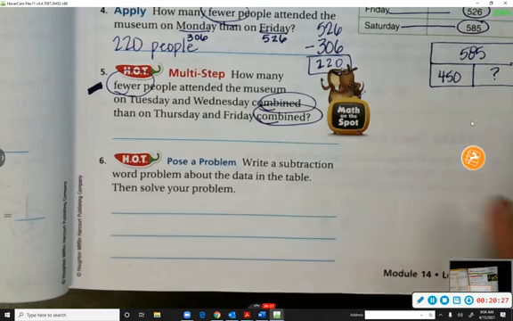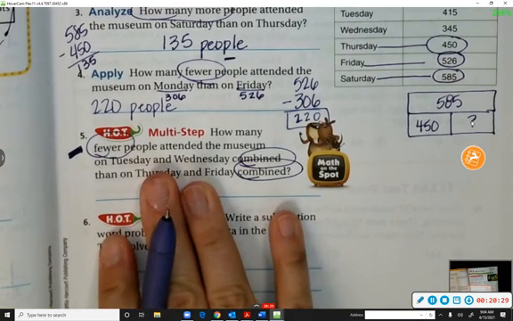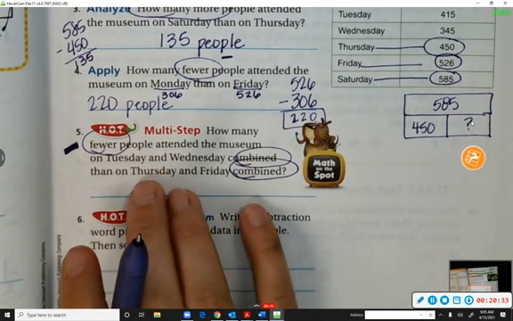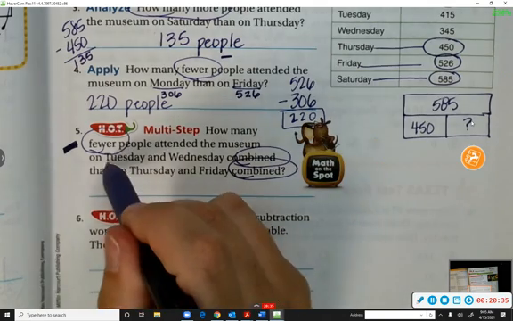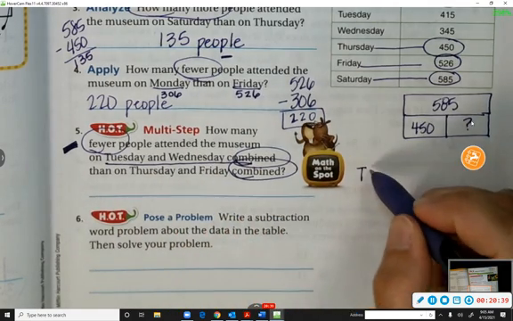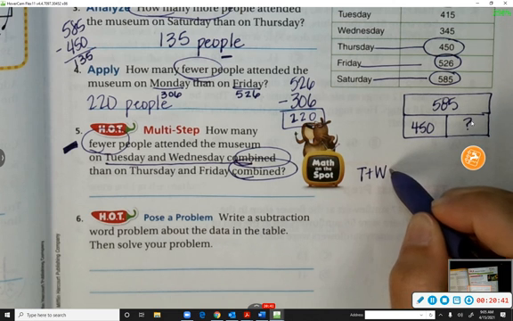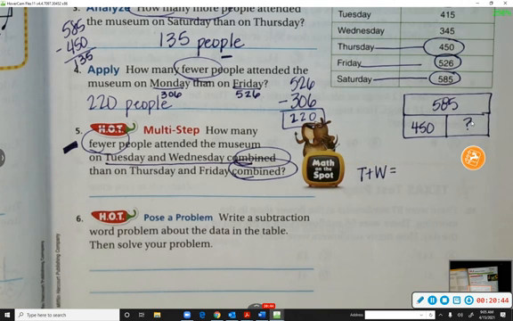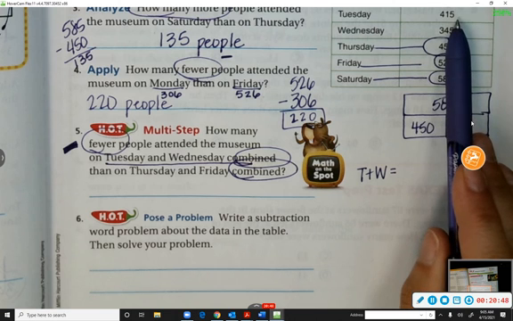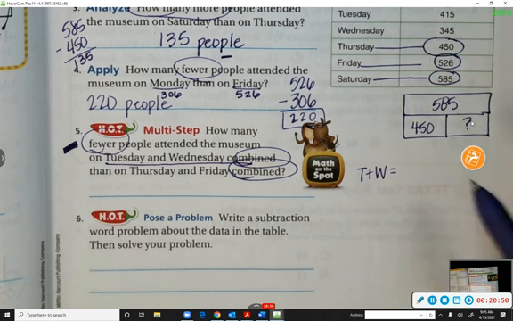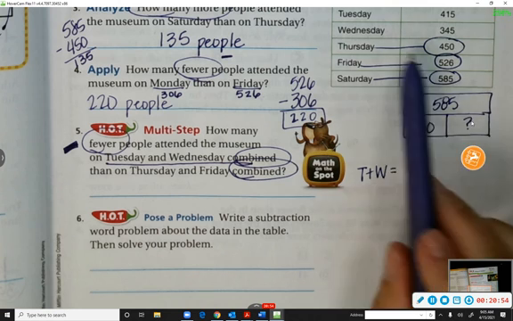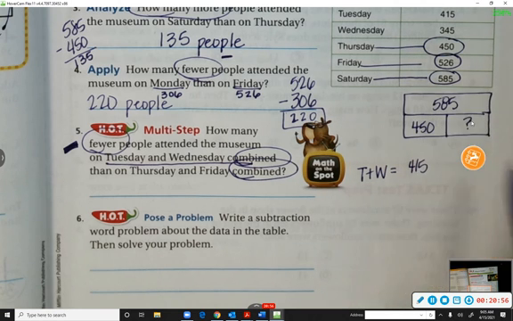So first I need to combine what? Evangeline? Tuesday and Wednesday. Good. Tuesday and Wednesday are combined. Okay? So let's go ahead and write T plus W. And then make sure we use the correct numbers. Tuesday is 415. Wednesday, 345.